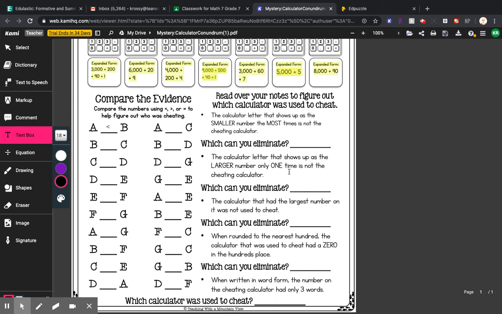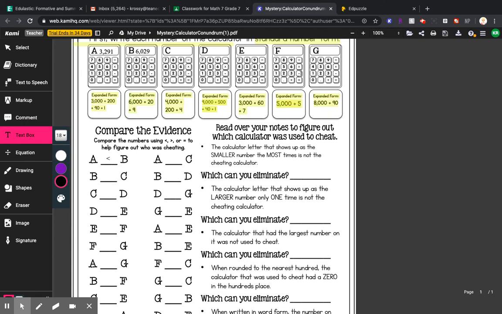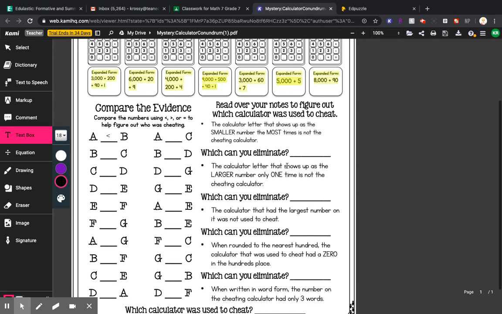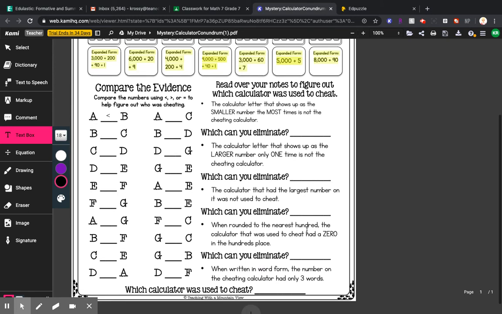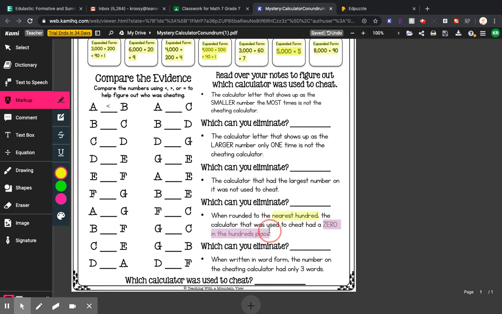Okay, the calculator letter that shows up as the larger number only one time is not the cheating calculator. So it was only the larger one once. You can eliminate it. The calculator that had the largest number on it was not used to cheat. So when you look at these, the one with the greatest value was not used to cheat. So that's going to go ahead and down here, going to be eliminated. When rounded to the nearest hundred, the calculator that was used to cheat had a 0 in the hundreds place. And let me just go ahead and highlight this for you. Rounded to the nearest hundred, it had a 0 in the hundreds place.